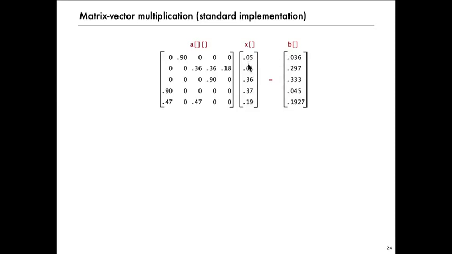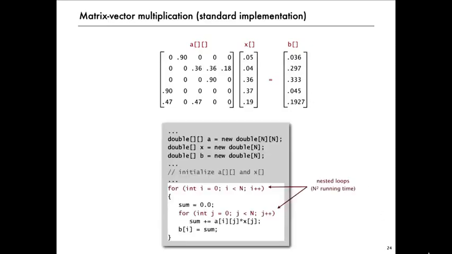So in this case, they're all 0 except for 0.04 times 0.9, which is 0.36. And then similarly, the dot product of this with that column is 0.297, and so forth. So the standard implementation of this is quite easy. We have a two-dimensional matrix, and a one-dimensional column vector for the multiplicand and the result.